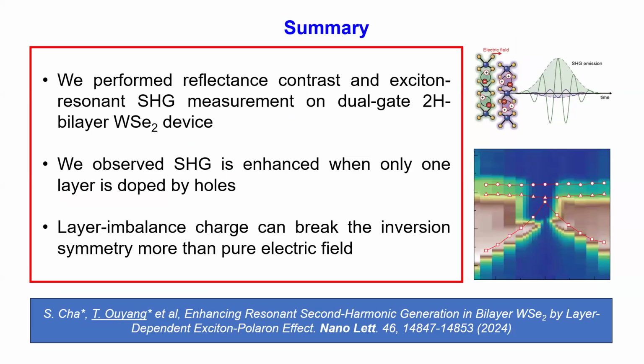And finally, the summary. First, we performed reflectance contrast spectral and exciton resonance SHG measurements on our dual-gated bilayer WSe2 device. And we observed that SHG is most enhanced when only one layer is doped by holes. The physical mechanism behind this phenomenon is that the layer-imbalanced charge can break the inversion symmetry more than the pure electric field effect. And our work is published in Nano Letters.